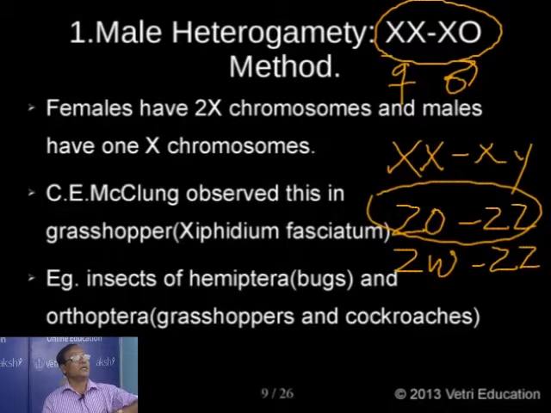Now the first case represents the male heterogametic type, that means the male is heterogametic. This one is the female heterogametic type. In all cases, don't forget, the first two letters are always for the female and the next two letters always for the male, whatever alphabets are given. This is what we represent as sex chromosome linkage.